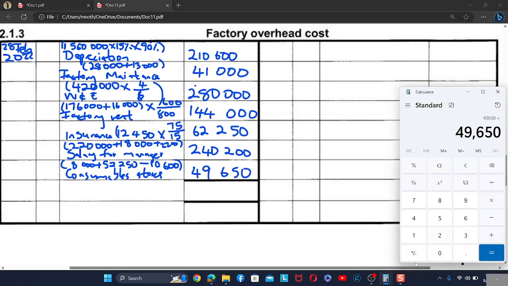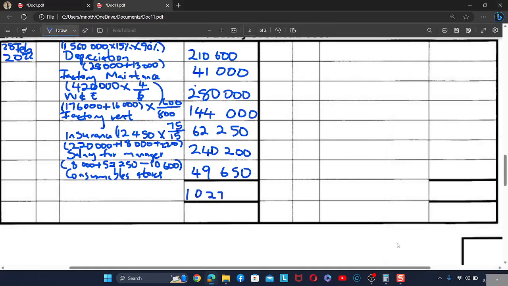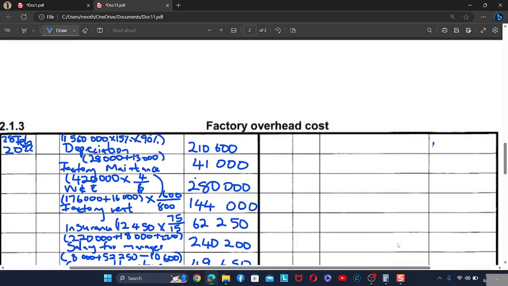So let's calculate the total. So plus 240,200 plus 62,250 plus 144,000 plus 280,000 plus 41,000 plus 210,600. That is 1,027,700. 1,027,700. So which is the amount that we must transfer?